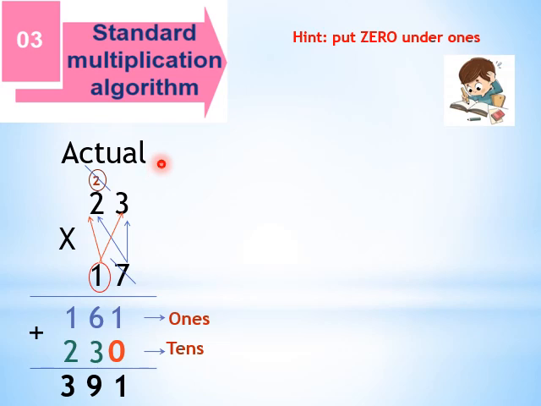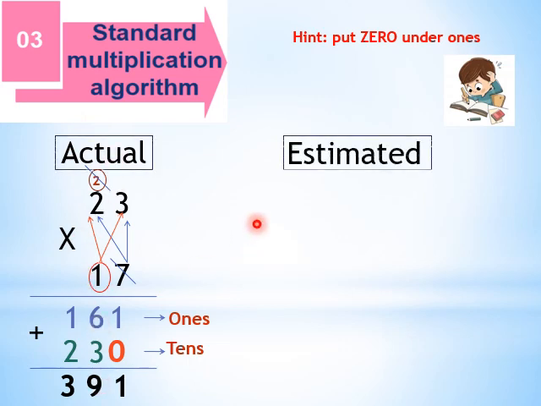Actual product means I multiply the actual factors by themselves and get the actual product. What if I want to get the estimated product? I get the estimated product when I estimate, or round, the two factors. So I round 23 and I round 17 to get the estimated product.